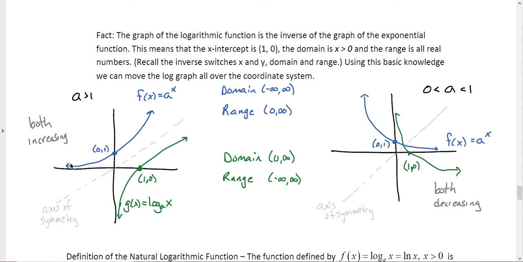So if we have an exponential function, f of x equals a to the x with a y-intercept of 0, 1, that means the x-intercept on our logarithmic function will be 1, 0. All an inverse does is switch the x and y.